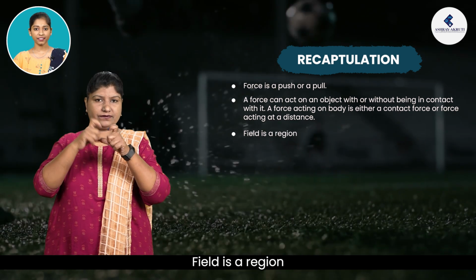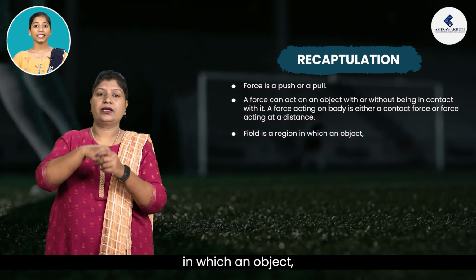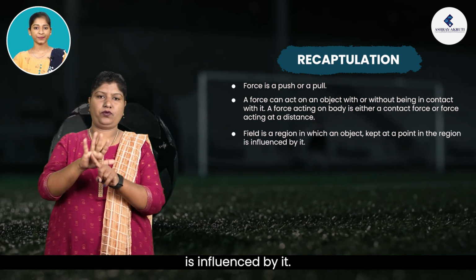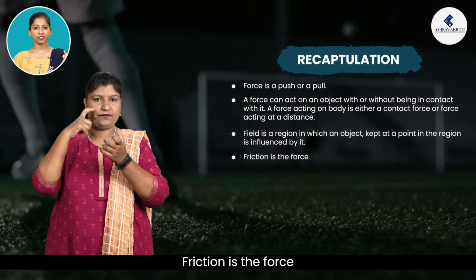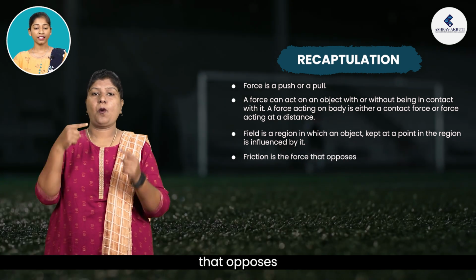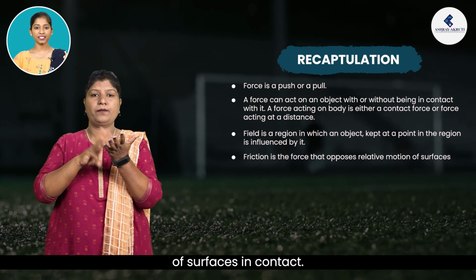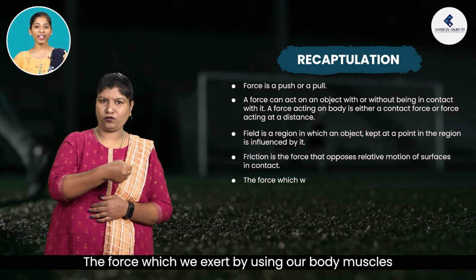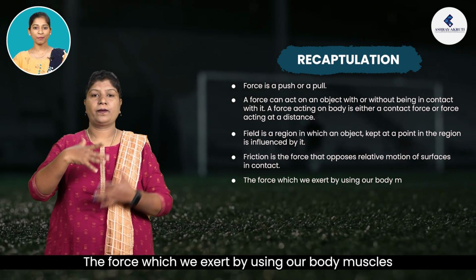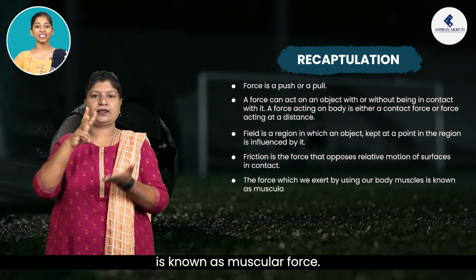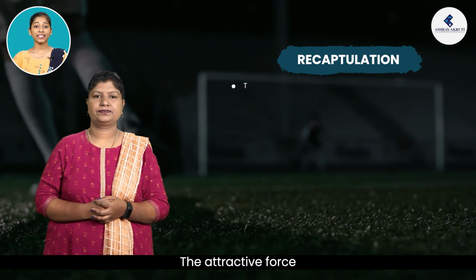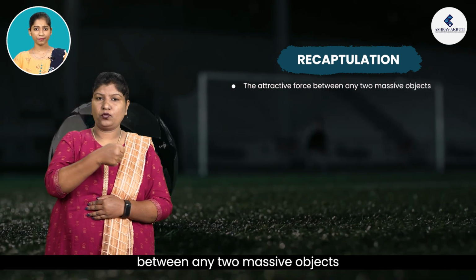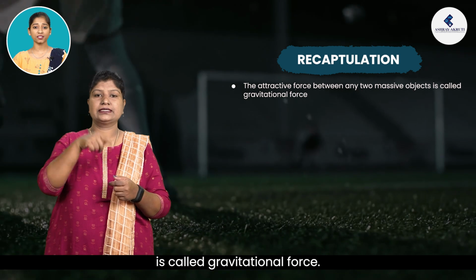Field is a region in which an object kept at a point in the region is influenced by it. Friction is the force that opposes relative motion of surfaces in contact. The force which we exert by using our body muscles is known as muscular force. The attractive force between any two massive objects is called gravitational force.